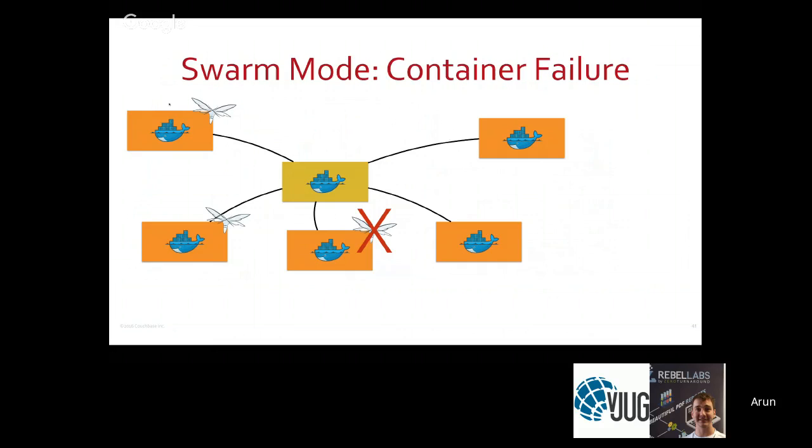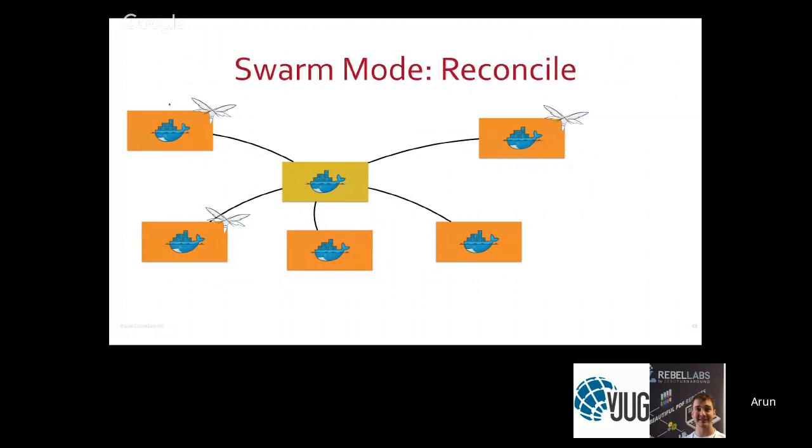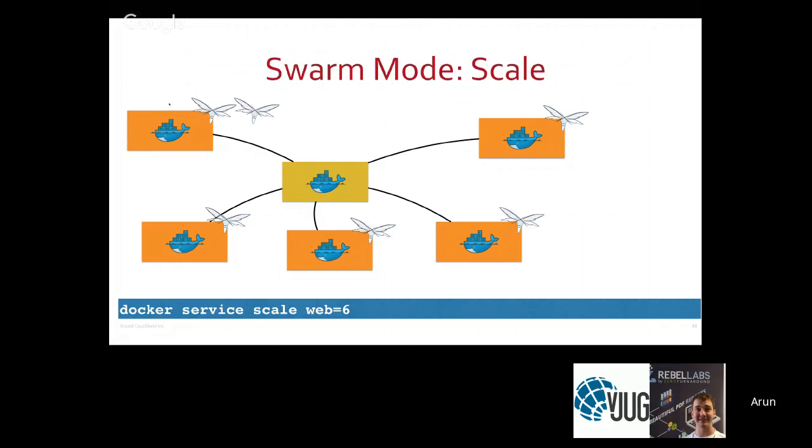Swarm mode will figure that out, reconcile the state, and it will run the container on a different host. So at a given point of time, you have a desired and actual state reconciliation that's happening, and if they're not matching, then it does occur.